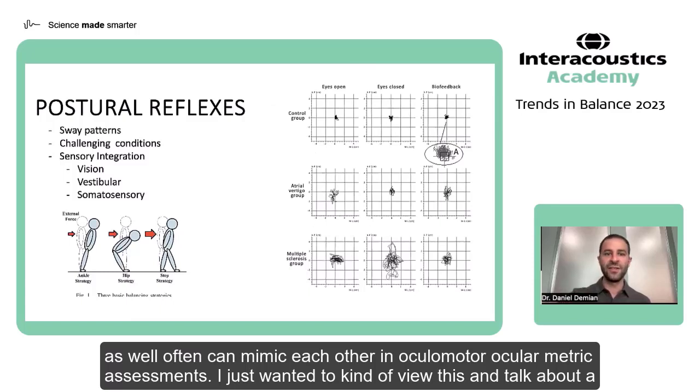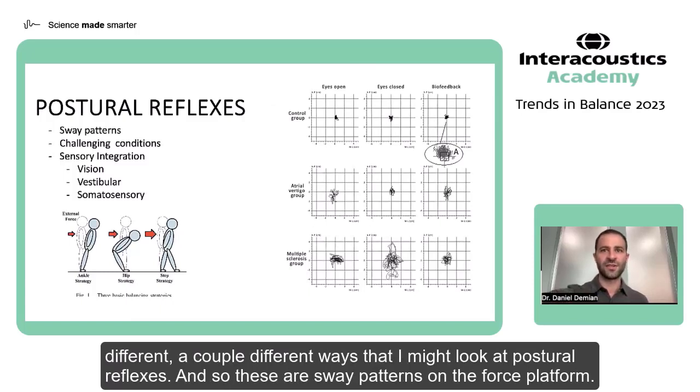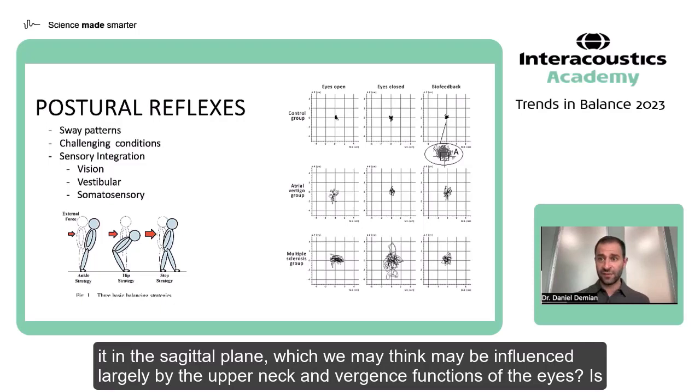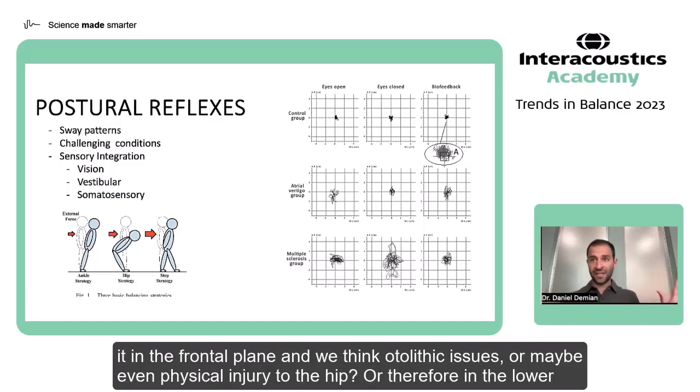I just wanted to view this and talk about a couple of different ways that I might look at postural reflexes. These are sway patterns on the force platform. So the sway pattern will matter. Is it elliptical? Will they fall forward or toward a canal plane? Is it rotational? Is it in the sagittal plane, which we may think is influenced largely by the upper neck and convergence functions of the eyes? Is it in the frontal plane, where we think otolithic issues, or maybe even physical injury to the hip or lower extremity?